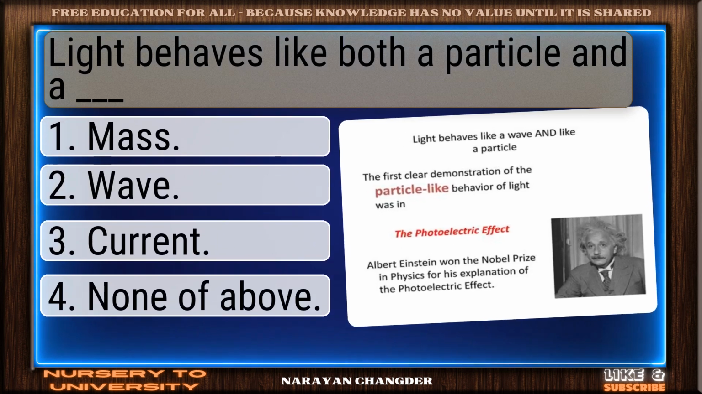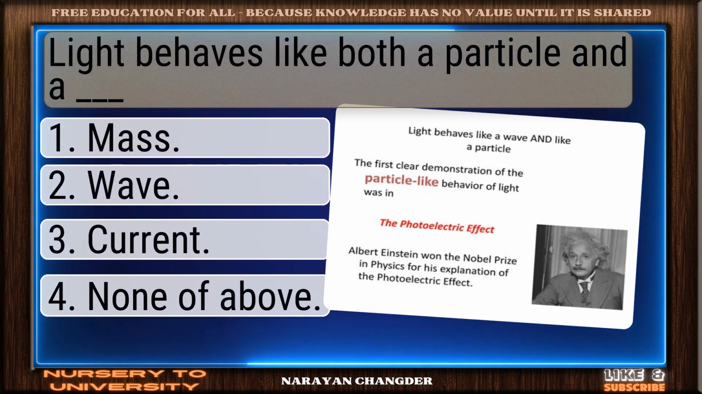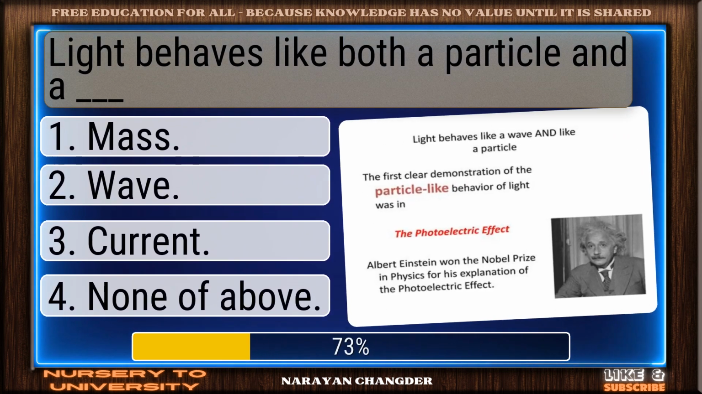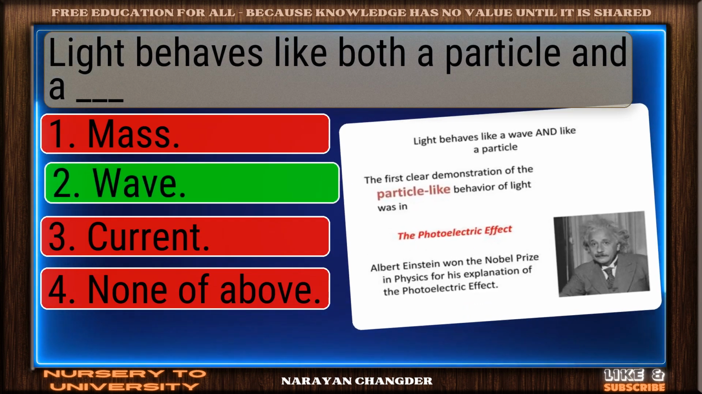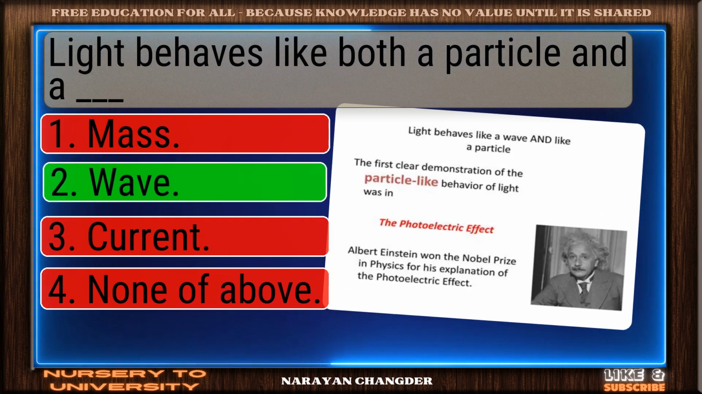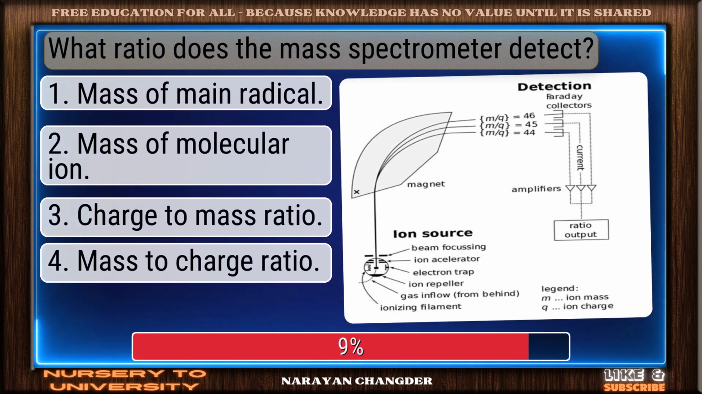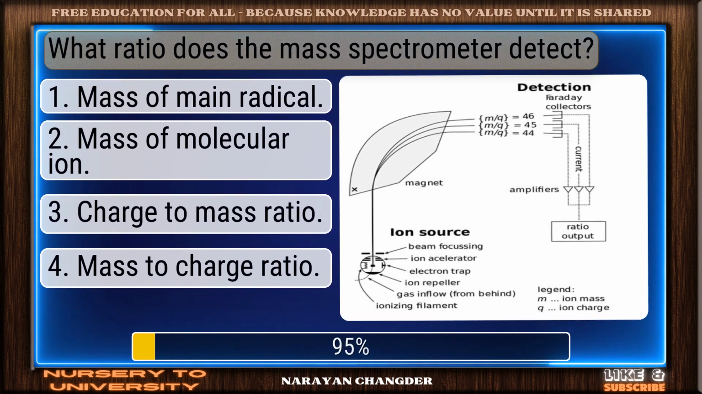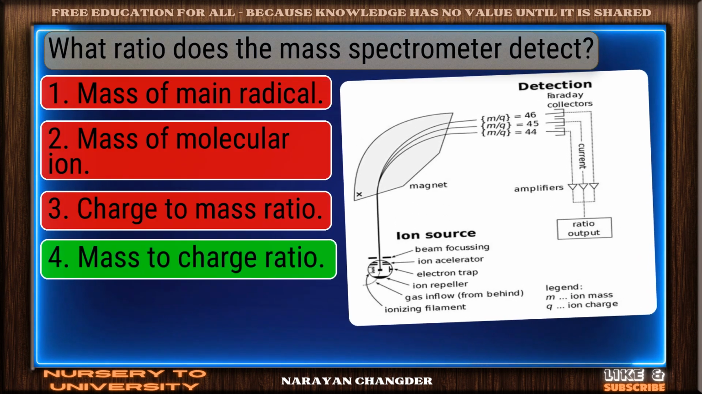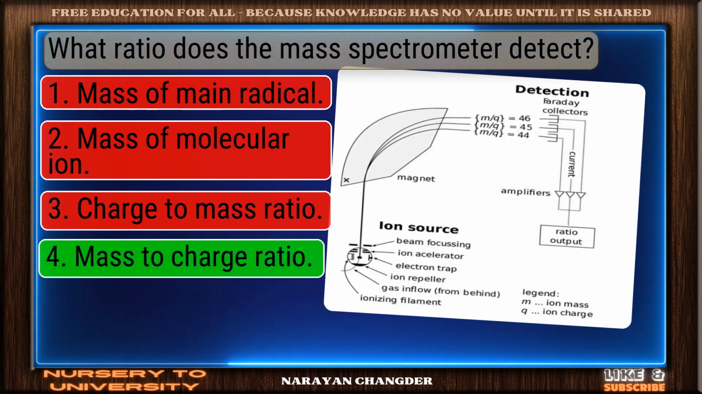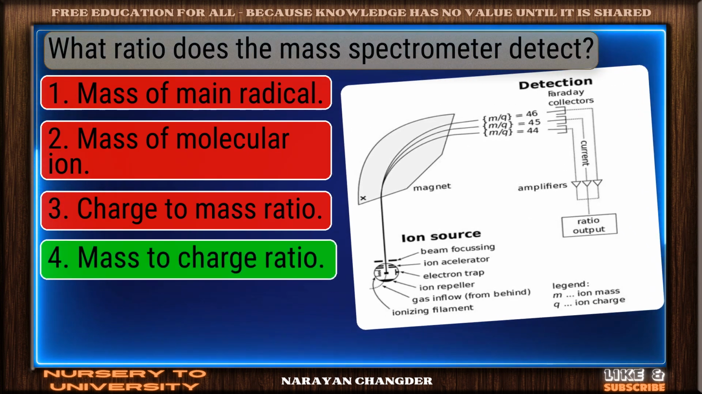Light behaves like both a particle and a dash. Nicely done. Wave is a solid answer. What ratio does the mass spectrometer detect? Right choice. Mass to charge ratio is the best answer.